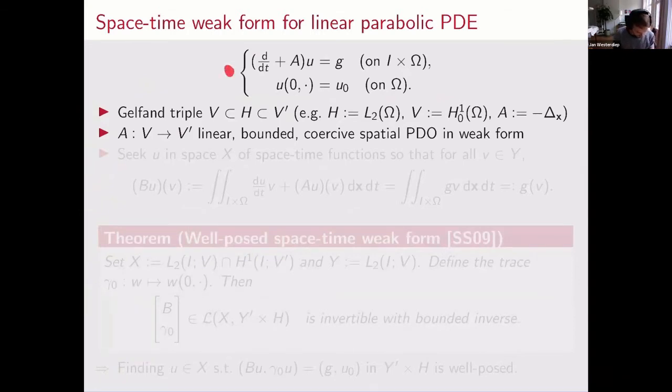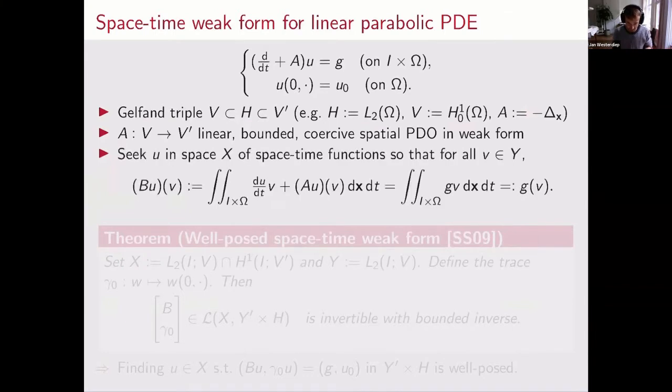So we have the parabolic PDE. We have some Gelfand triple of spatial functions, V embedded in H, embedded into the dual of V. So we think of H being L2, V being H10, and A being the negative Laplacian, if we are looking at the heat equation, for instance. And so here, A is just some linear bounded coercive differential operator, right? And then the space-time variational form is to find u in some space X of space-time functions so that when tested against all functions v in some other space Y, this holds.